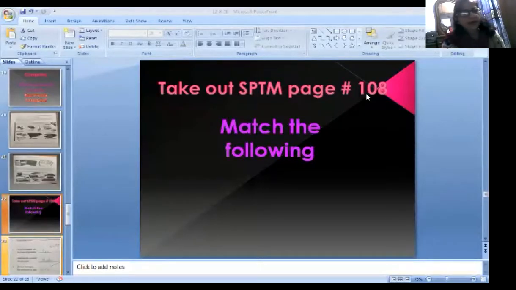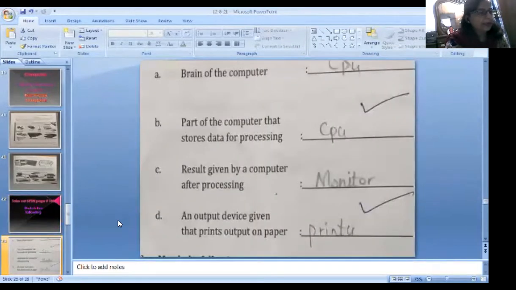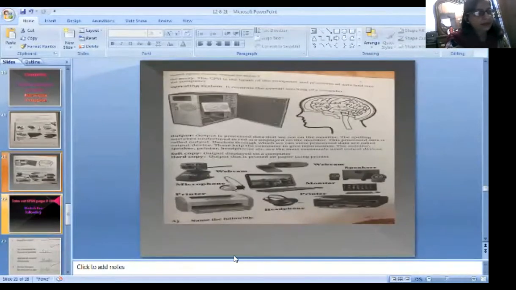Take out your SPTM and open page number 108. Today we are going to do page 108, part A. Okay, so now we read this paragraph first, then we solve this one.